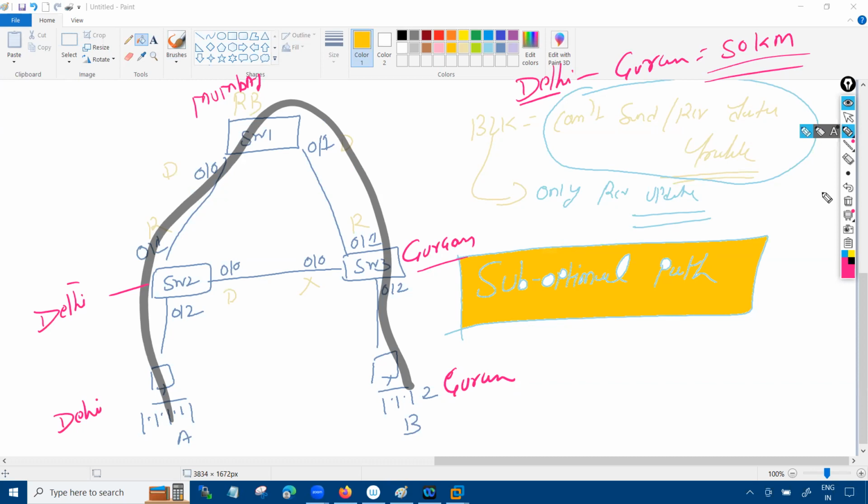So you tell me one thing, if I want to go from Delhi to Gurgaon, I have a better path. I can go via this way as well, right? But due to the spanning tree protocol, due to the blocking port, what happened? If I'm going from Delhi to Gurgaon, I have to first go to Mumbai, then Gurgaon, and then the packet will come to PC number 2. I have a suboptimal path.